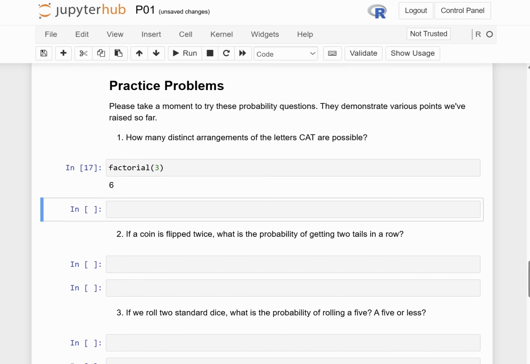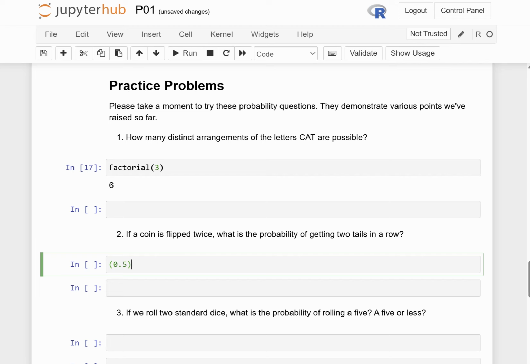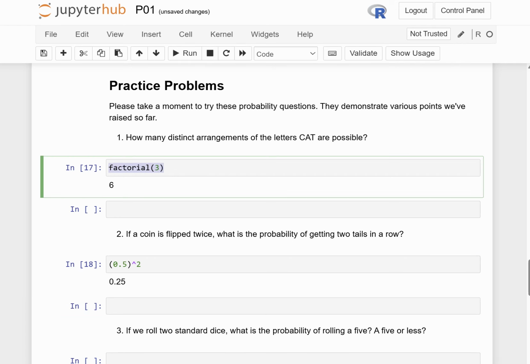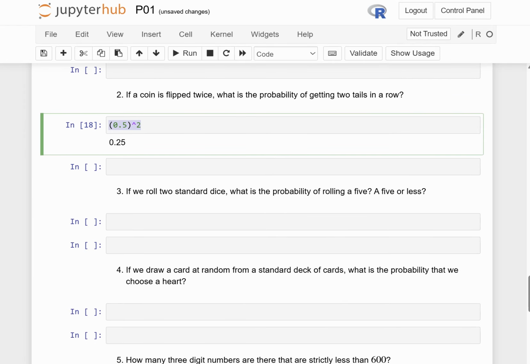If a coin is flipped twice, what is the probability of getting 2 tails in a row? Well, the probability of getting the first tails is 1/2. And then the probability of getting a second tails is 1/2. But they're 2 independent trials, right? They're repeated trials of the exact same experiment. So we can multiply them. They are independent. Whatever the coin flip is on the first one doesn't affect what happens the second time. And I'm just reminding you of some different ways we can use R as a calculator.